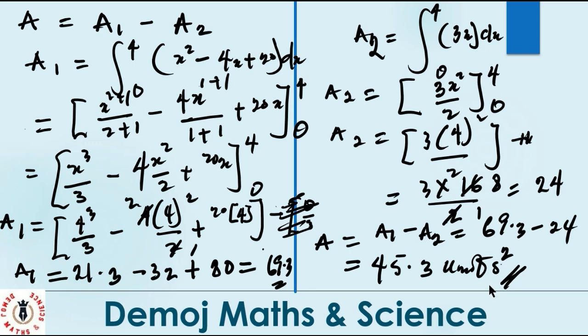45.3 units squared. Will this help you further understand how to find the area between a curve and a straight line that meet at two points?